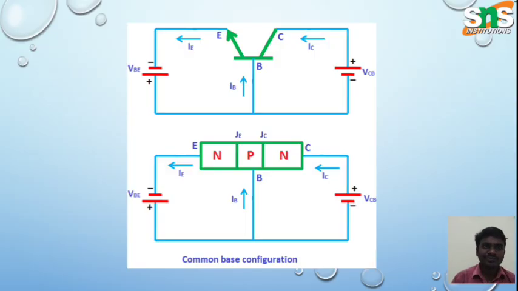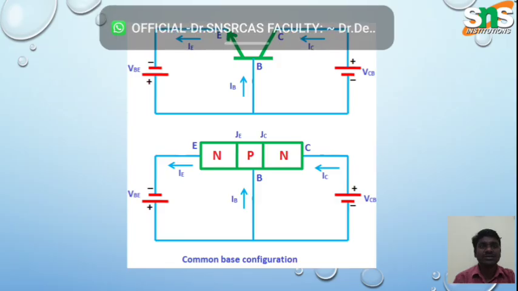The first one is a symbolic representation, then the second one is the NPN transistor connection. There are two types of junctions. For NPN, JE is one junction and JC is the other: the junction near the collector and the junction near the emitter. So there are two junctions. The input current flows through the collector and base, reaches the emitter, and comes out from the emitter. This is the common base configuration.